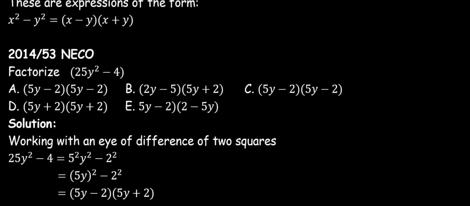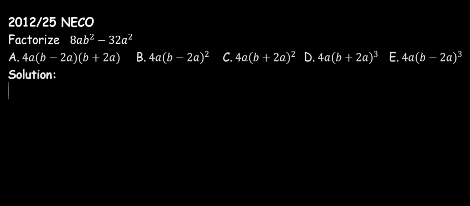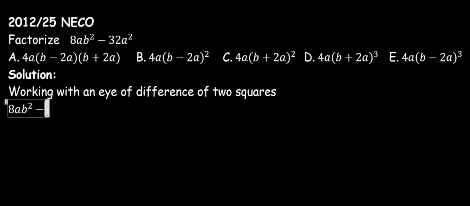Let's take another example. Factorize 8ab squared minus 32a cubed. The options are given. Working with an eye of difference of two squares, our given problem, 8ab squared minus 32a cubed, equals, we factor out 2a. Then we now have a bracket open, 4b squared minus 16a squared.